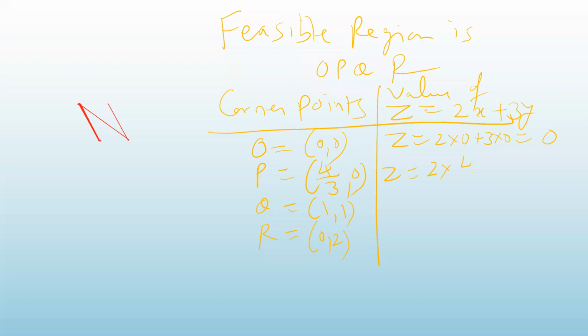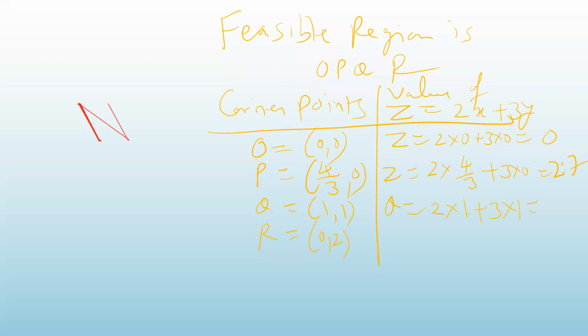It is plus 3 into 0. Y's value is 0. So 8 upon 3. What is 8 upon 3? Write down its value. So 2 into 4 upon 3 will give you 2.67, so about 2.7.